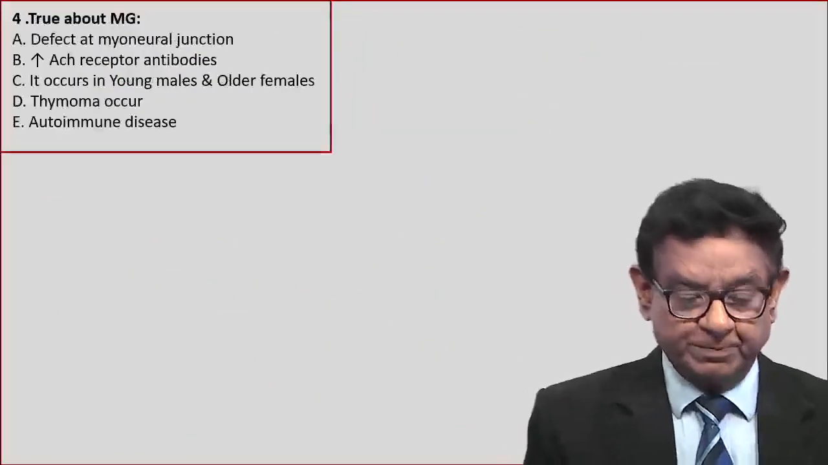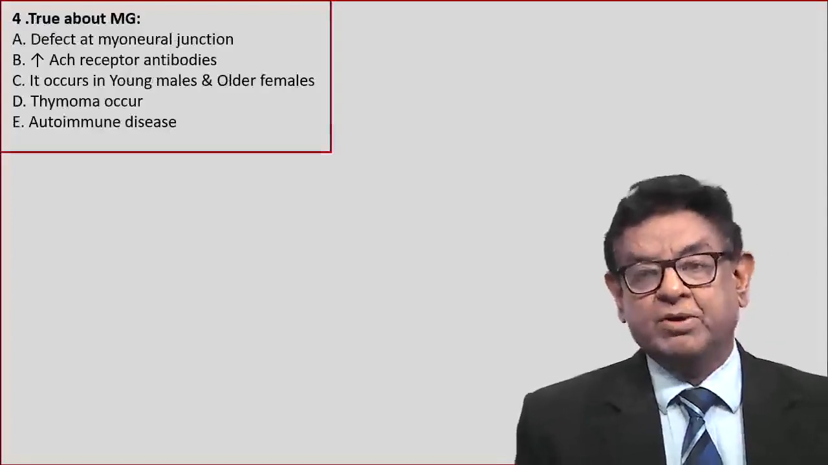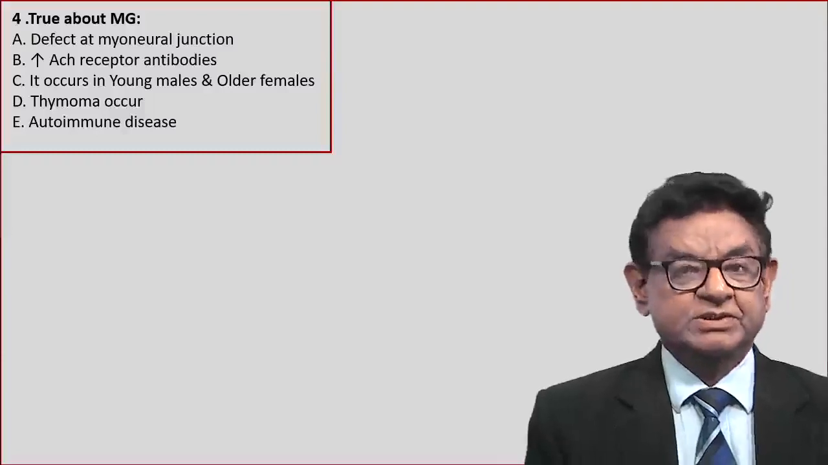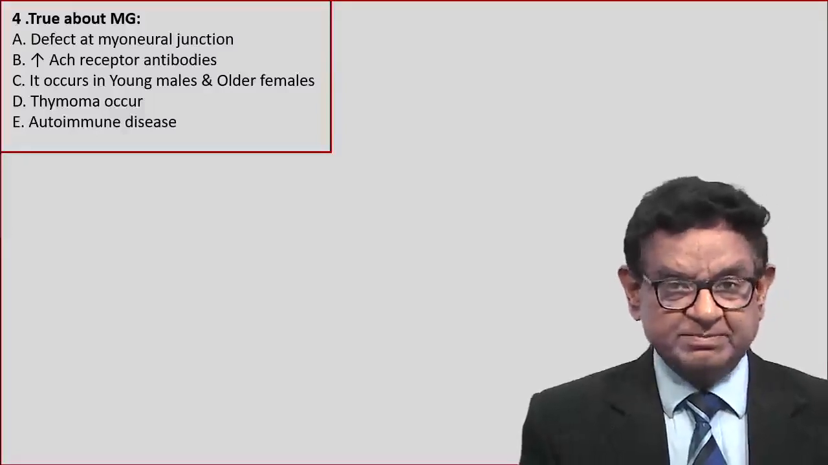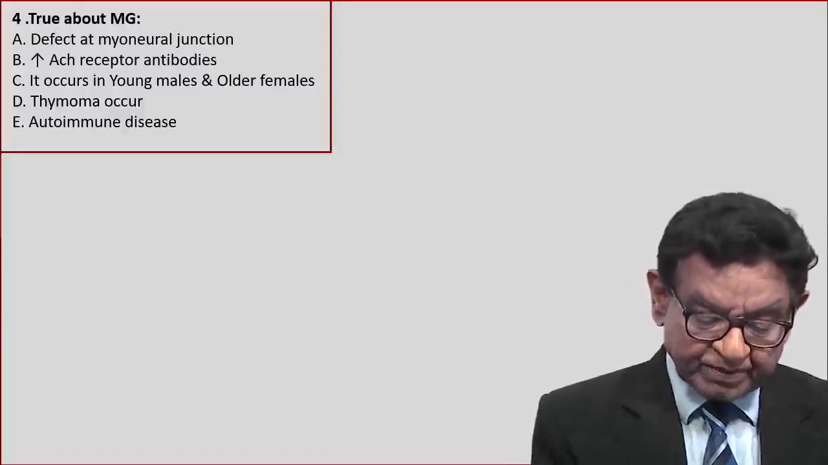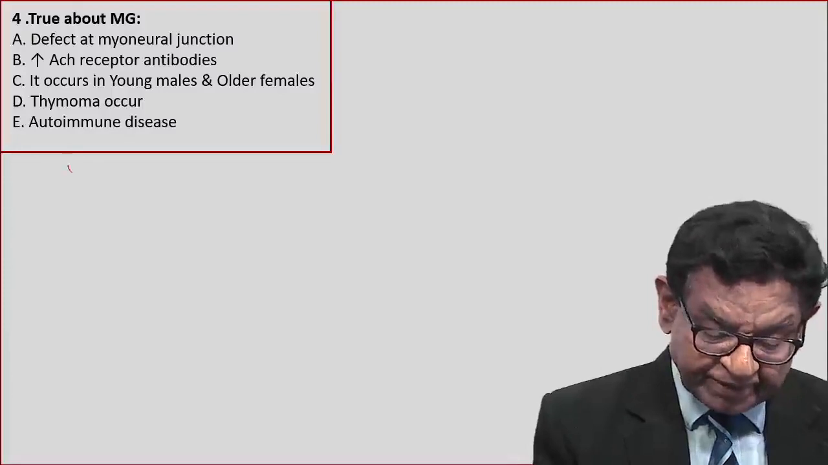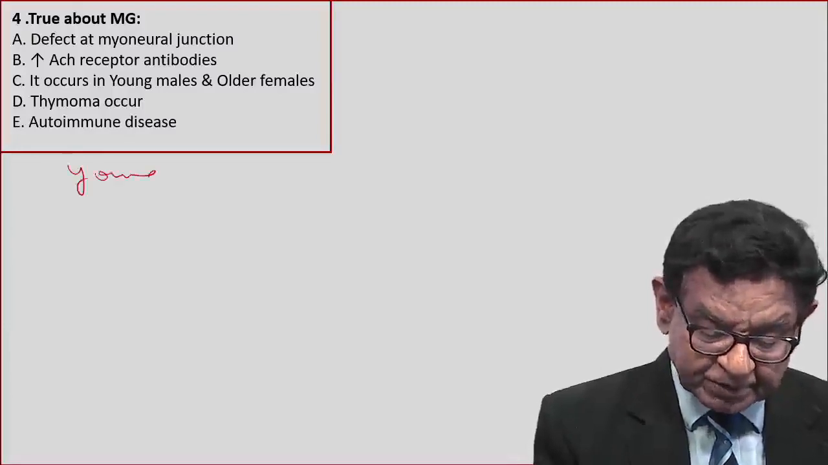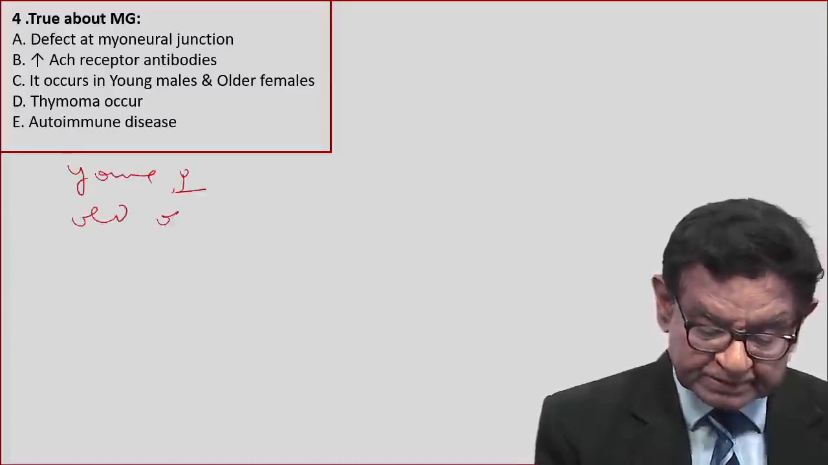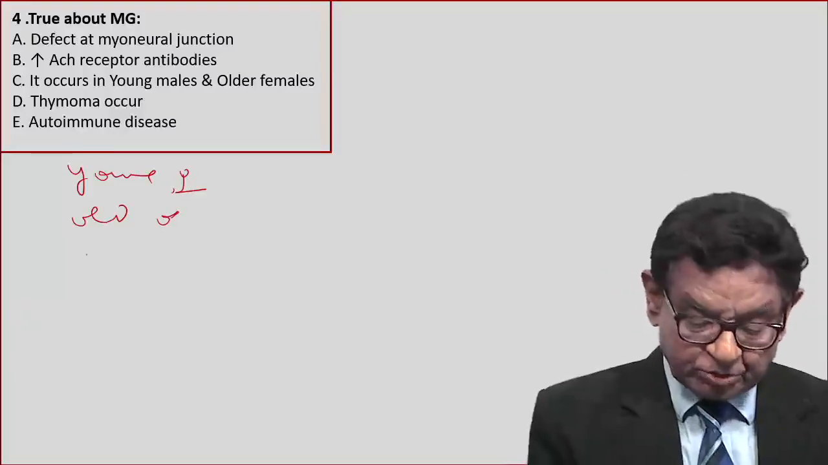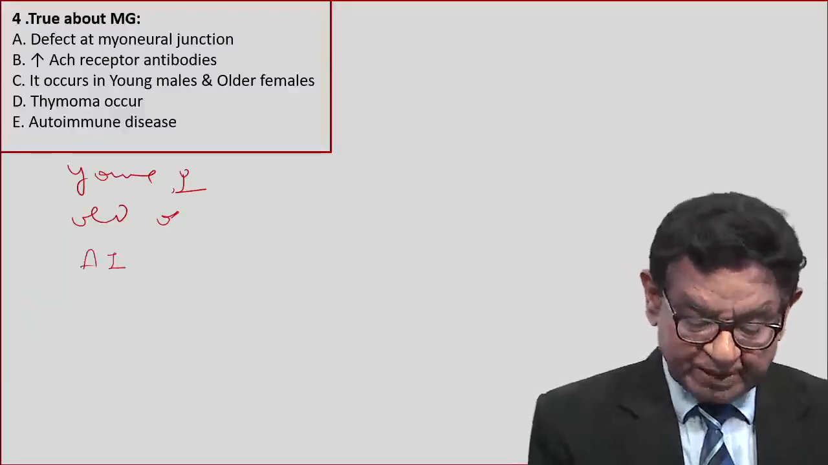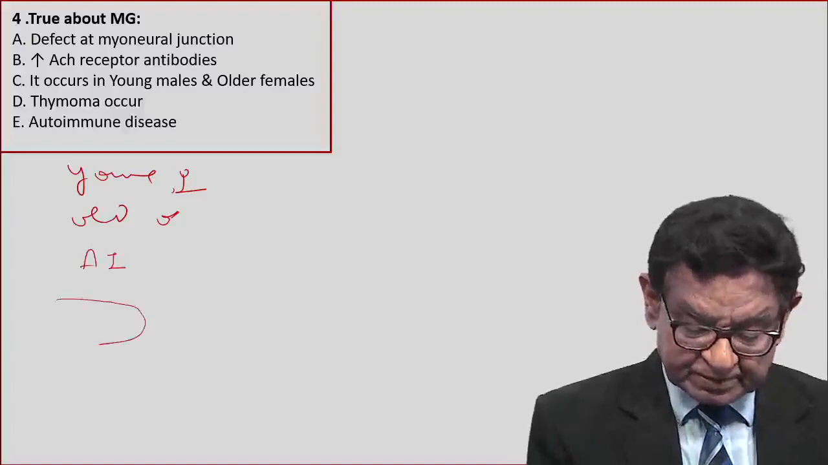Question number 4. True about myasthenia gravis. The options are given in front of you. So let's read some basic concepts about myasthenia gravis. It's a disease more in young females or old males. It's an autoimmune disorder of the myoneural junction. What happens?